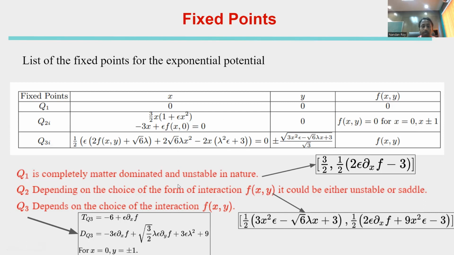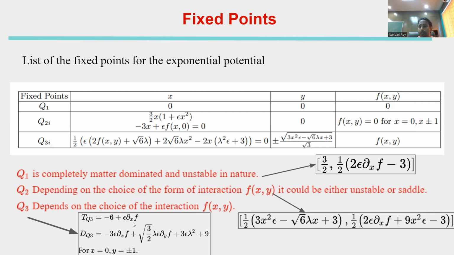And here we can see that for Q1, this is completely x equal to 0, y equal to 0, meaning it's a completely matter-dominated fixed point, and this is the eigenvalue, and one eigenvalue is positive. So that means this fixed point is definitely an unstable fixed point. And for Q2, this is the eigenvalue, and one can see with this eigenvalue that this could be either stable, unstable, or saddle, because these two functions cannot be negative simultaneously. And Q3 actually depends on the choice of f of x, y.